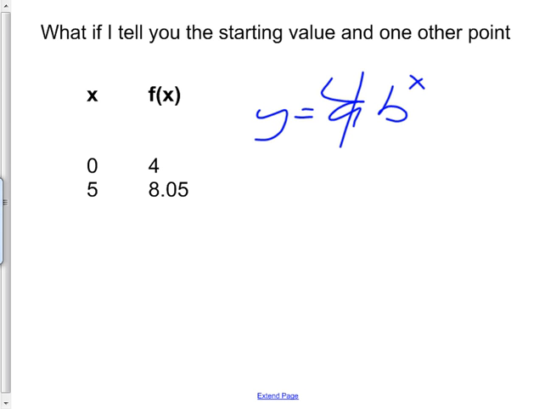Here's another one. Anybody else need calc? Need calc? There you go.